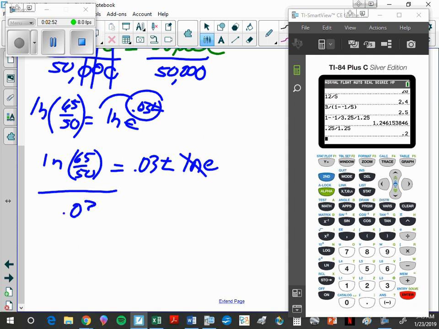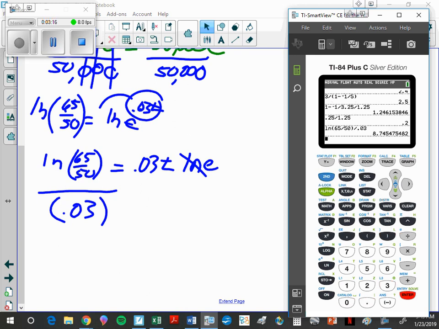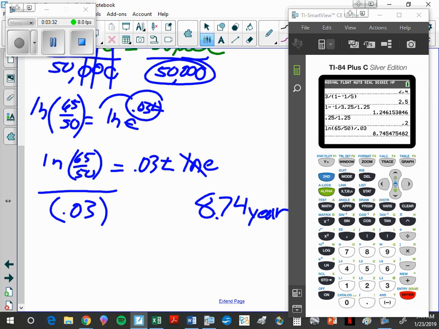So I'm going to do the ln of 65 over 50 divided by 0.03. And notice the parentheses. If you don't put them in that order, it's not going to work. The bottom one doesn't need parentheses, but the top one does. So the ln of 65 divided by 50, and then I'm going to divide that by 0.03. What does that number tell us? How many years. So it takes 8.74 years to grow from the original 50,000 to the value of 65,000.